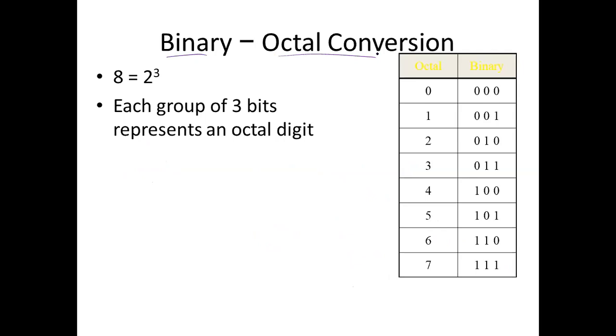टू ऑक्टल। Now in binary the base is 2 and for octal base is 8, so 8 is equal to 2 raised to power 3. Okay, so each group of 3 bits represents an octal digit.